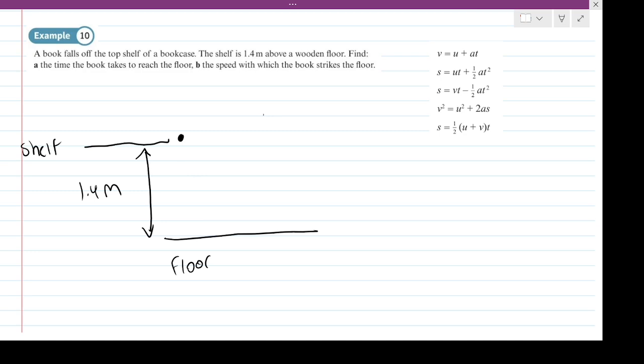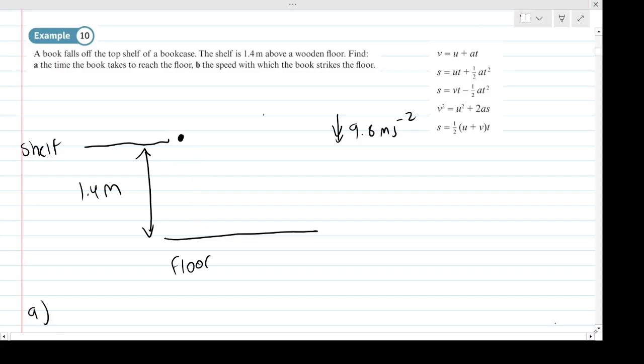So it's falling down. It's in what we call free fall. Okay, it's just moving downwards due to gravity. And so the acceleration in this case will always be, as in every example here, 9.8 meters per second per second. Right. So, with that in mind, they want me to find the time the book takes to reach the floor. So what time when it starts from the shelf and then it comes back down, what's the time?